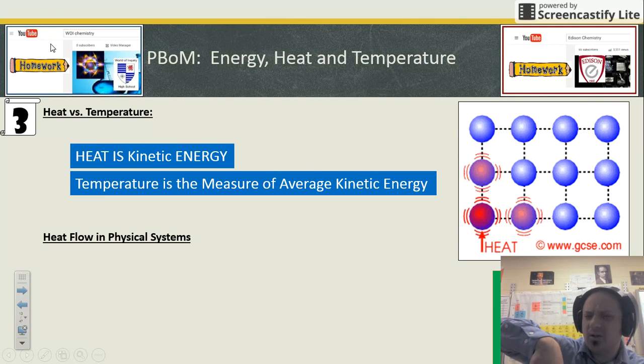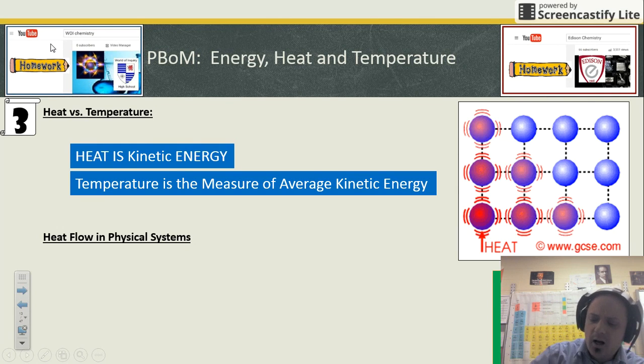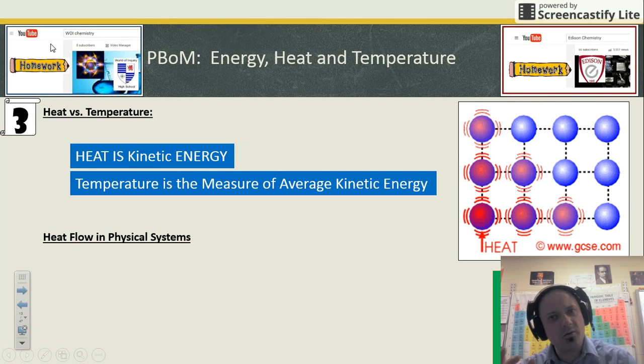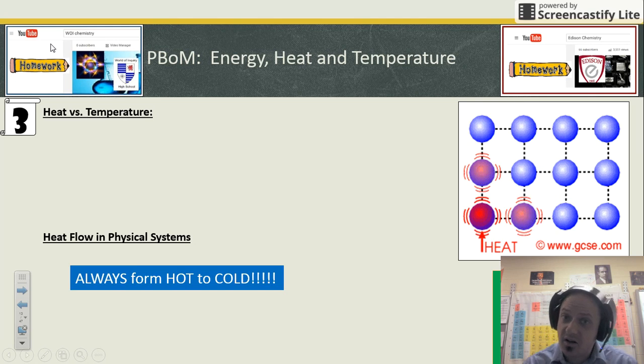Ooh, this one's kind of hot. Okay. It doesn't actually measure the heat, though. It just measures how quickly the particles are moving. So there is a distinction, a difference.